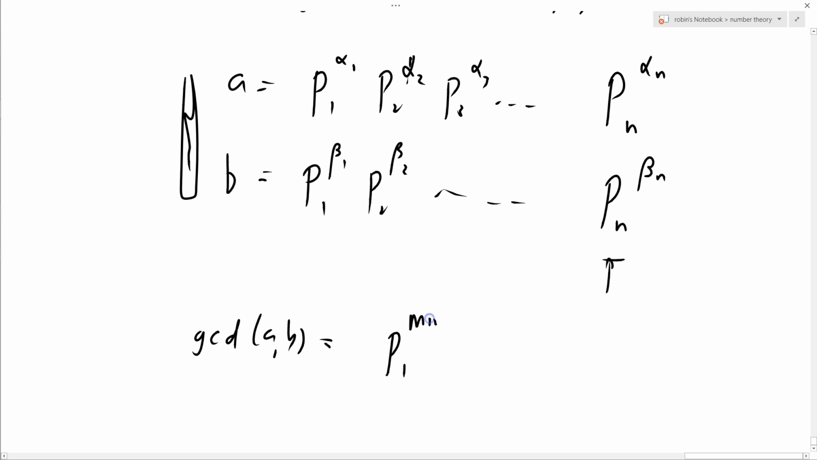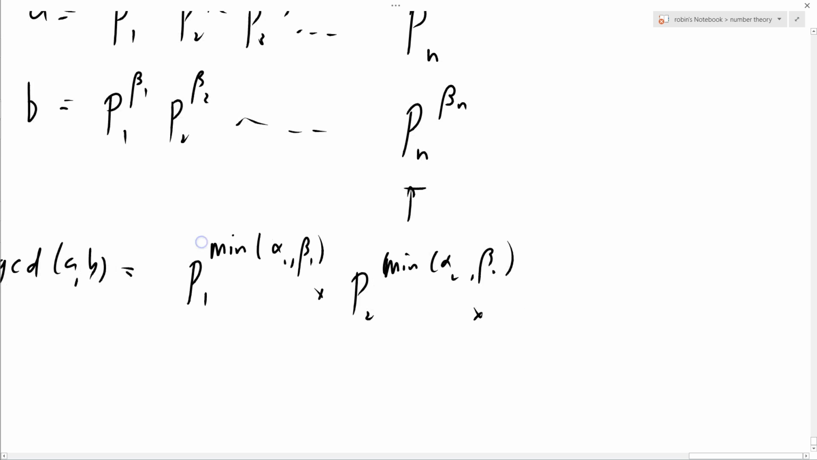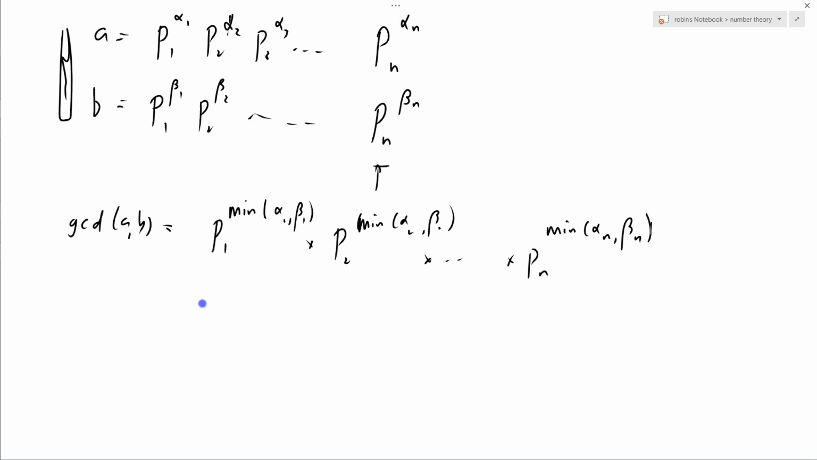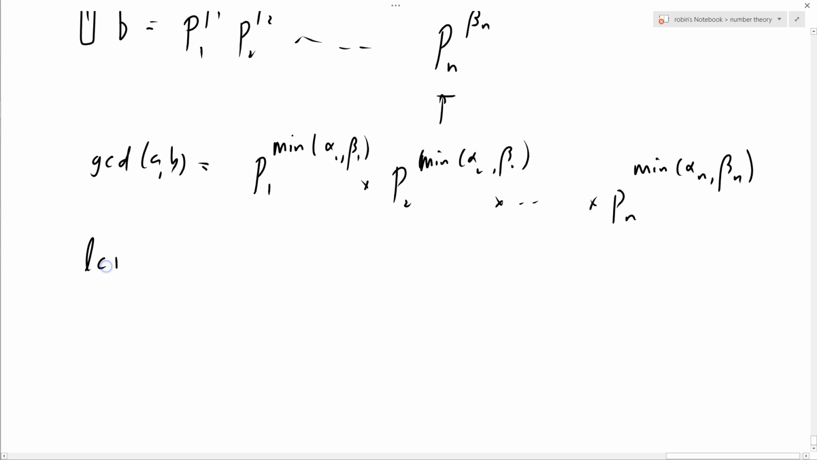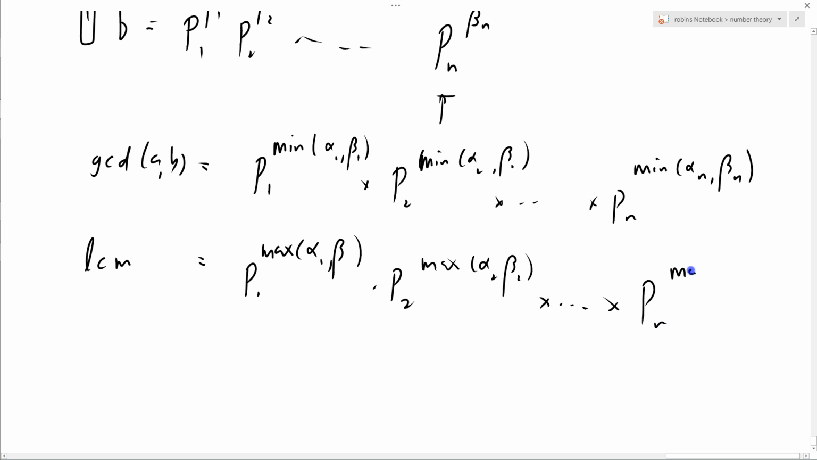Well, the greatest common divisor of A and B equals P1 to the power of the minimum of alpha 1 and beta 1, times P2 to the minimum of alpha 2 and beta 2, times all the way along to Pn to the minimum of alpha n and beta n. And of course we're going to do the same thing for the least common multiple. It is P1 to the maximum of alpha 1 and beta 1 times P2 to the maximum of alpha 2 and beta 2 times and so on, times Pn to the maximum of alpha n and beta n.